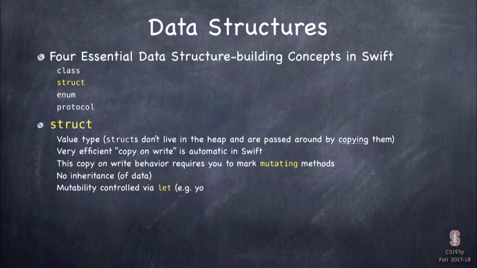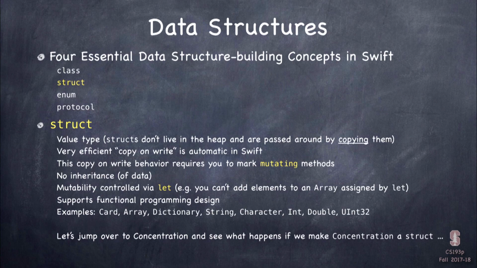All right. Back to our list of data structures here. Of course, there's struct. We know about that. It's a value type. It's copy on write. There's no inheritance of data, but you're going to learn with protocols there is inheritance of functionality. In fact, multiple inheritance of functionality. And you've seen examples of structs: card, array, dictionary, string, character, int, double, uint32. Lots of structs have happened there.